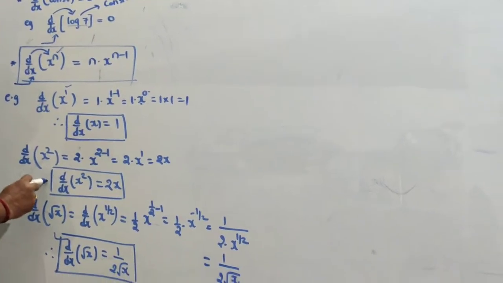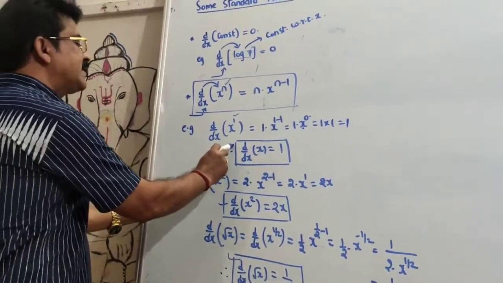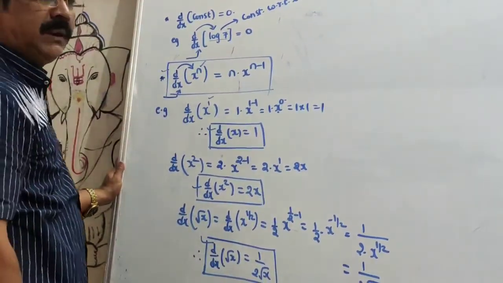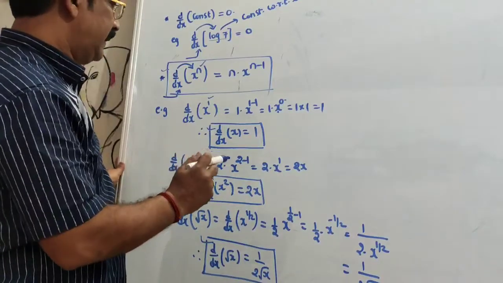d by dx of root x equals 1 by 2 root x. d by dx of x square equals 2x. d by dx of x equals 1. d by dx of x to the power of n equals n into x power n minus 1.